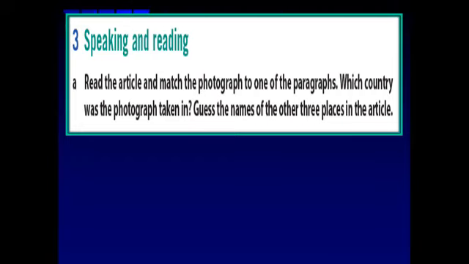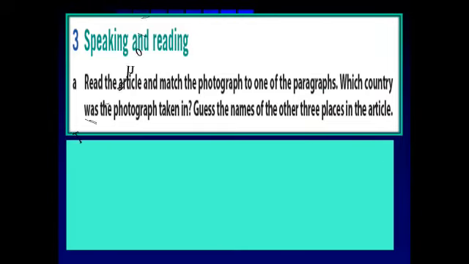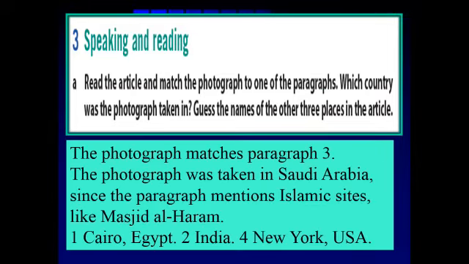Now, speaking and reading. Read the article and match the photograph to one of the photographs. Which country was the photograph taken in? Guess the names of the other 3 places in the article. The photograph matches paragraph 3. The photograph was taken in Saudi Arabia, since the paragraph mentions Islamic sites like Masjid al-Haram. Cairo, Egypt, India, New York, USA. So it matches Saudi Arabia, as you can see.